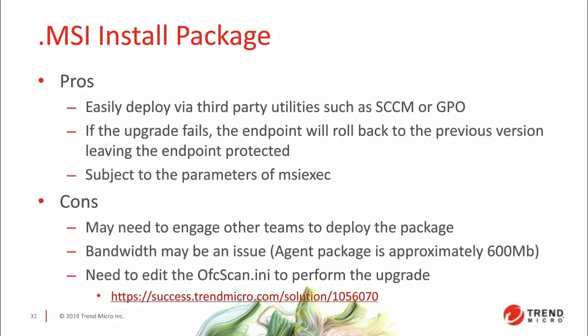So the MSI install, everyone knows the pros of that. You can use SCCM, GPO, PDQ, name a thing, to deploy it, and that's it. You just install right over it. If the upgrade happens to fail for whatever reason on the endpoint, it'll roll back to its previous version, leaving the endpoint protected, so you don't have to worry about there being no agent on the machine in the event of failure. It's only subject to the parameters of msiexec, and you can make this pretty verbose. Do a /LV on the MSI for verbose logging, get that log up to your server or your SIEM, and put it in there for record keeping.